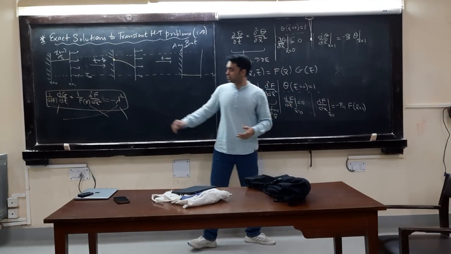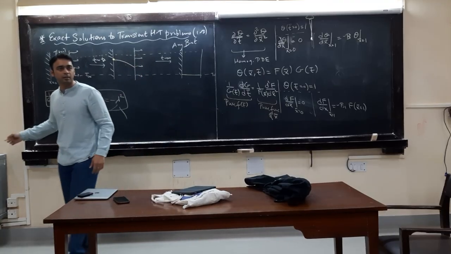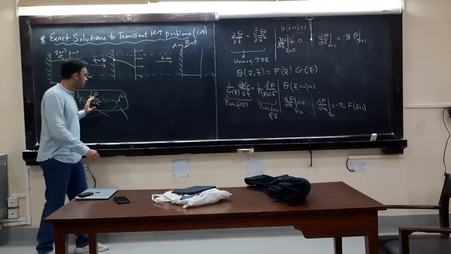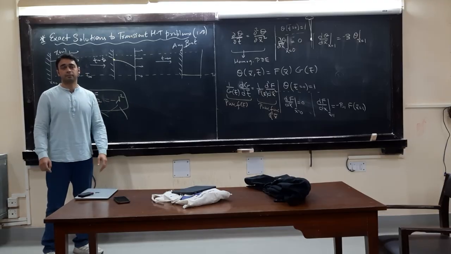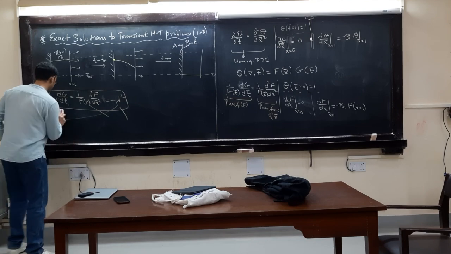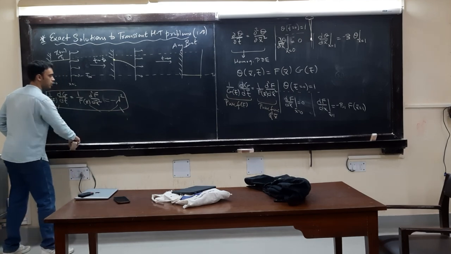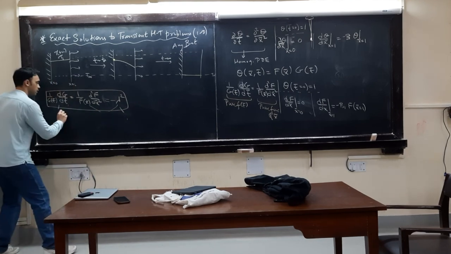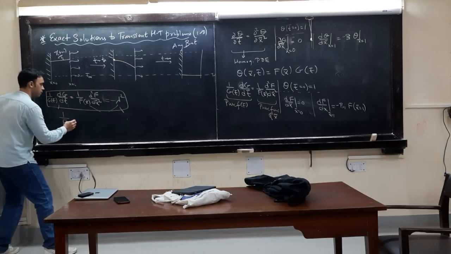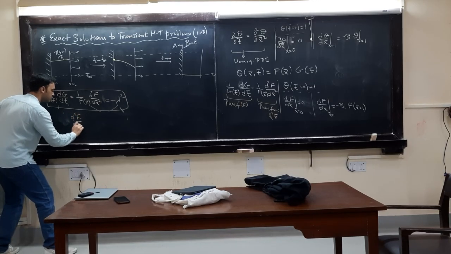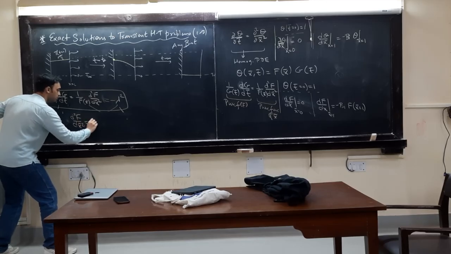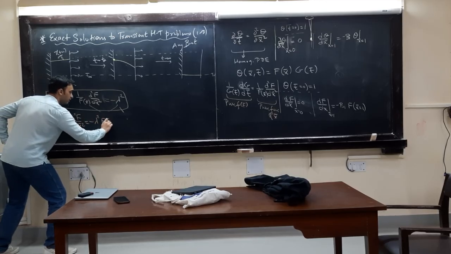So at least you can solve for F from here, right? If you choose solving for F, you will get a complete solution in F. Therefore, you start with F. So what will we have? 1 by F. You can just write d square F by d x bar square equals minus lambda square F of x bar.